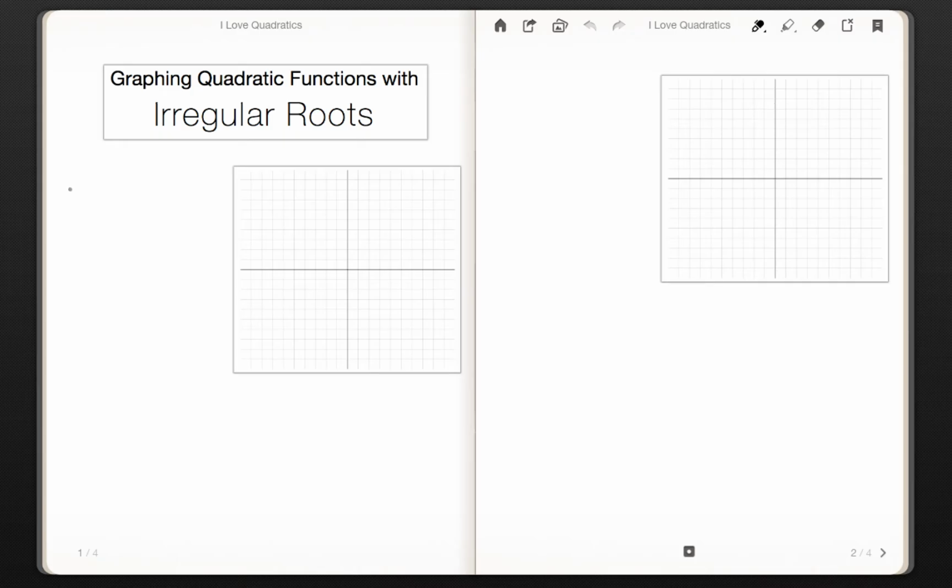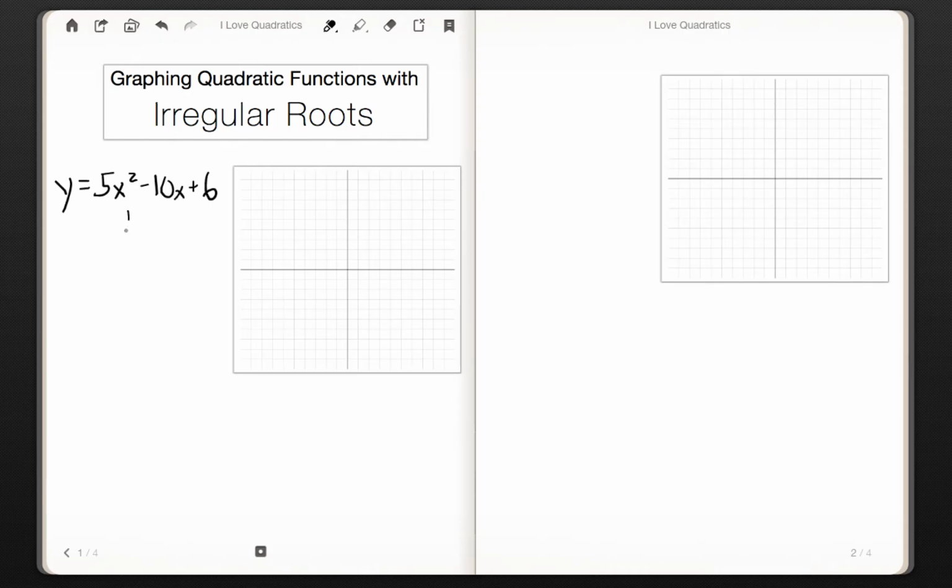Alright, so let's continue graphing some more quadratic equations. In this video, we're going to look at equations with irregular roots, and you'll see what I mean by that in just a second. It's not going to be like the graphs we've been seeing. So if we're going to convert into root form, we would normally try to factor this.